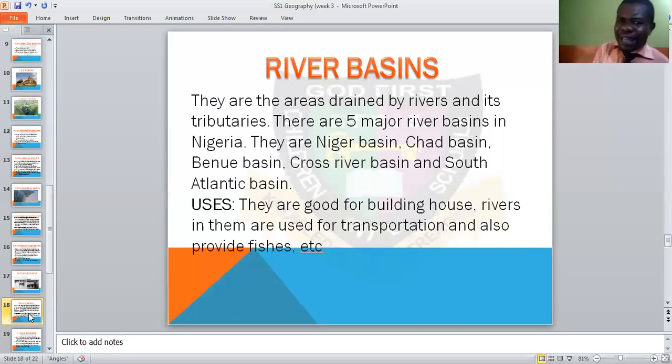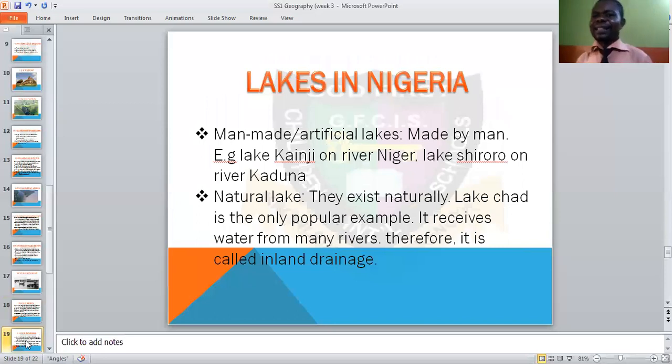The basins are good for building houses. The rivers in them are used for transportation. They provide fishes and other things, just like we use the normal rivers for. That is for the river basin. Then lakes in Nigeria. This is another thing. We talked about the drainage. We mean the river, ocean, and lakes and others.